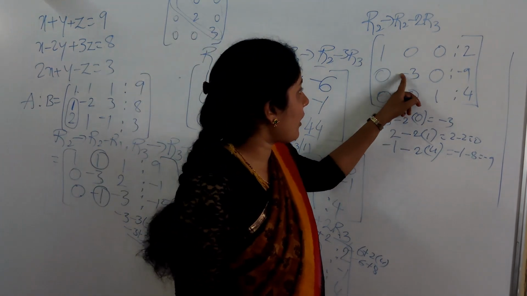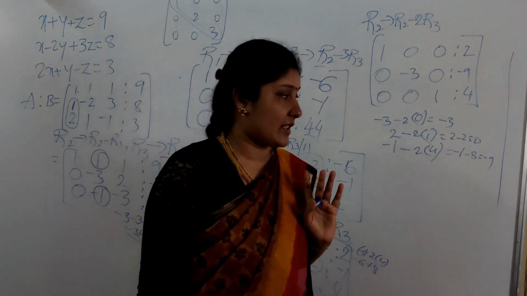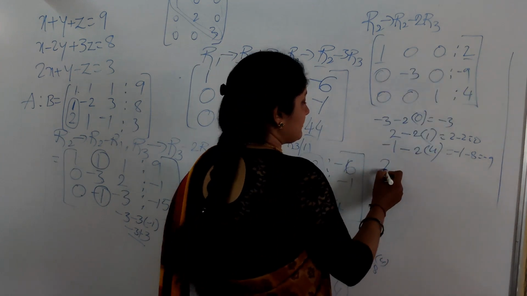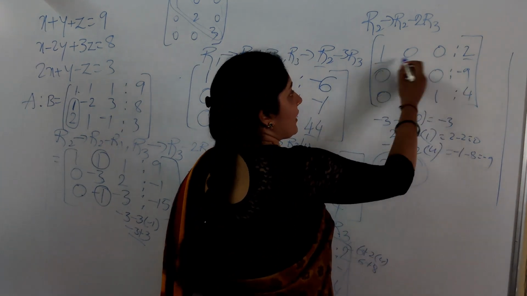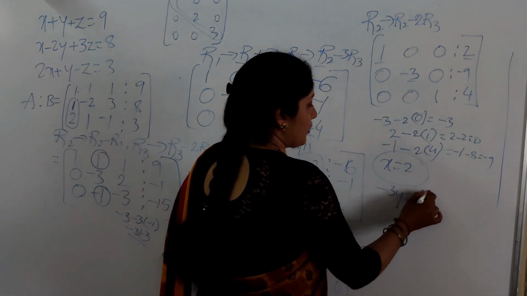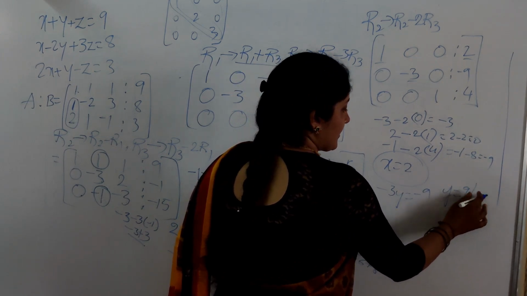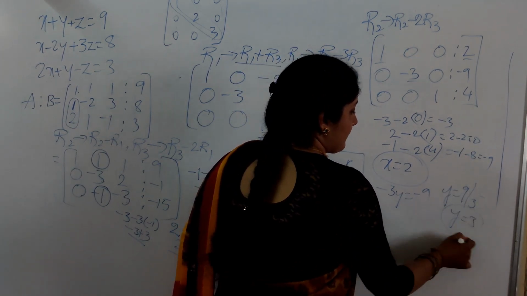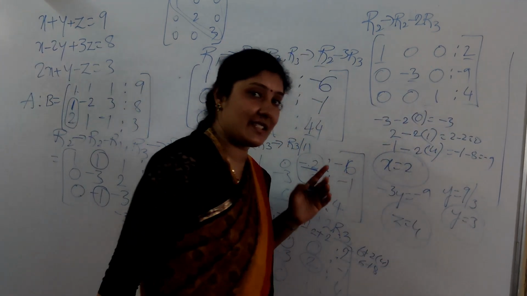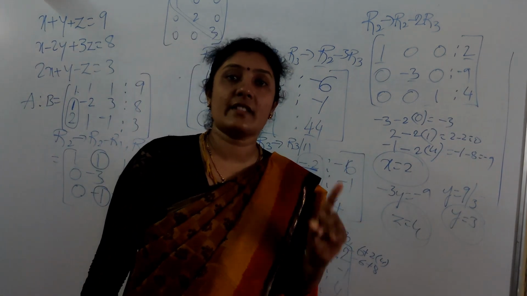Now we have got all the elements 0 except the principal diagonal elements. So now we get the answers directly here. x equal to 2. Next, y. Minus 3y equal to minus 9. Therefore, y equal to 9 by 3, and that is 3. Next, z is equal to 4. This is how we get the solution of the equations using the Gauss Jordan method.